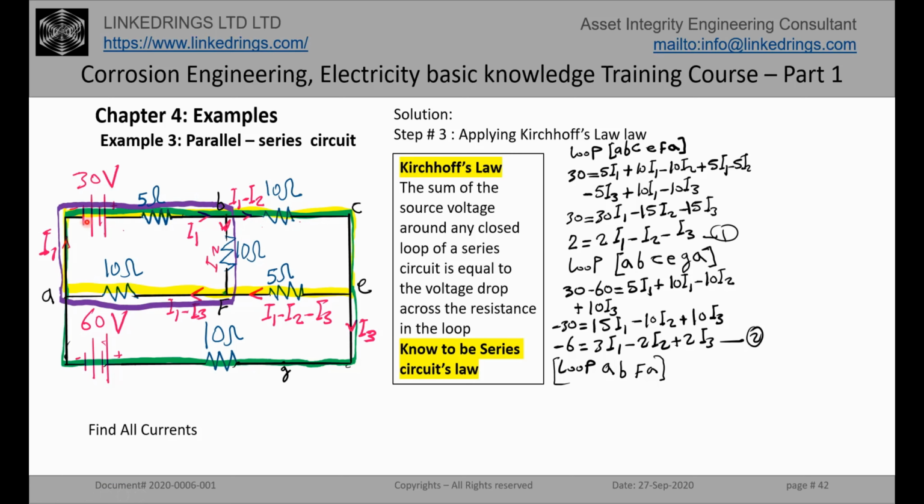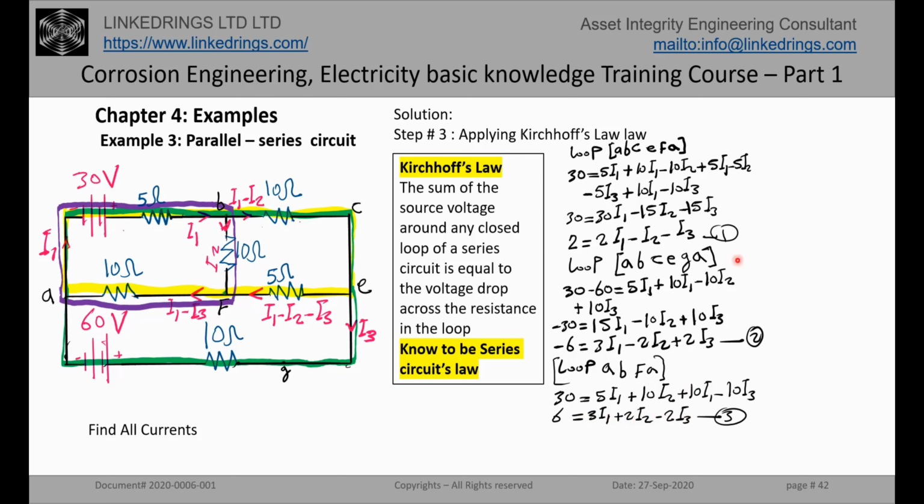So again, what is the source voltage here? 30 volt. Okay, 30 volt will equal 5 I1 plus 10 I2 plus 10 I1 minus 10 I3. Correct? Correct. Let's simplify. So finally, we get equation number 3: 6 equal to 3 I1 plus 2 I2 minus 2 I3.